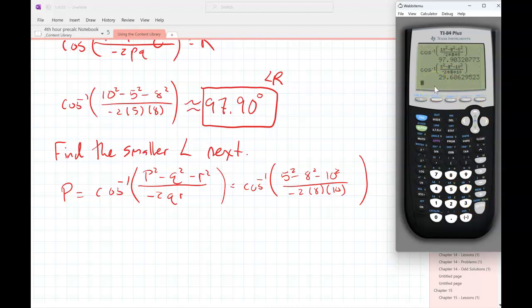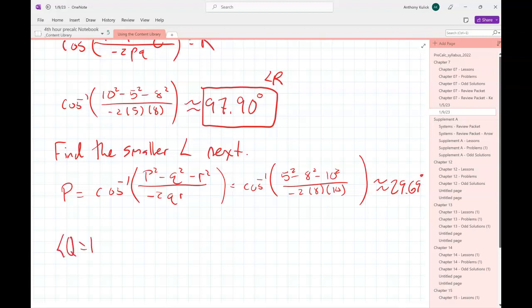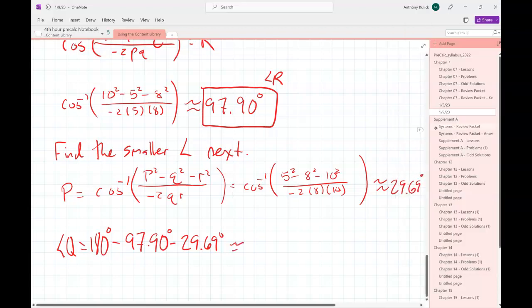All right, 2969. And then angle Q is just going to be 180 minus angle R minus angle P. And then we're done. So 5241.